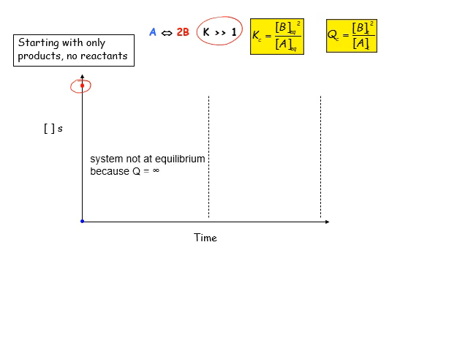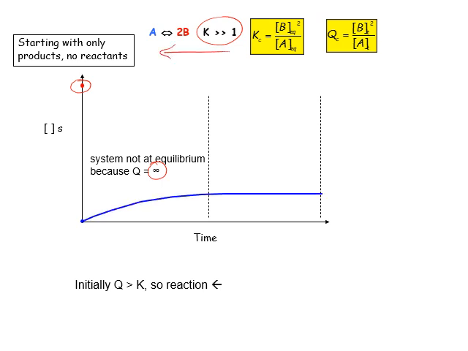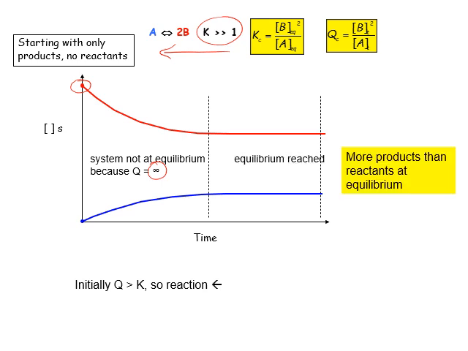If we were to evaluate Q at this point, we would find that the system is not at equilibrium because Q does not equal K. In fact, Q will be equal to infinity because the reactant concentration is 0. Since Q is greater than K, the reaction must proceed in the reverse direction in order to reach equilibrium. This means that the amount of reactant will increase over time and the amount of product will decrease over time. At equilibrium, we'll still have the situation where there are more products than reactants.